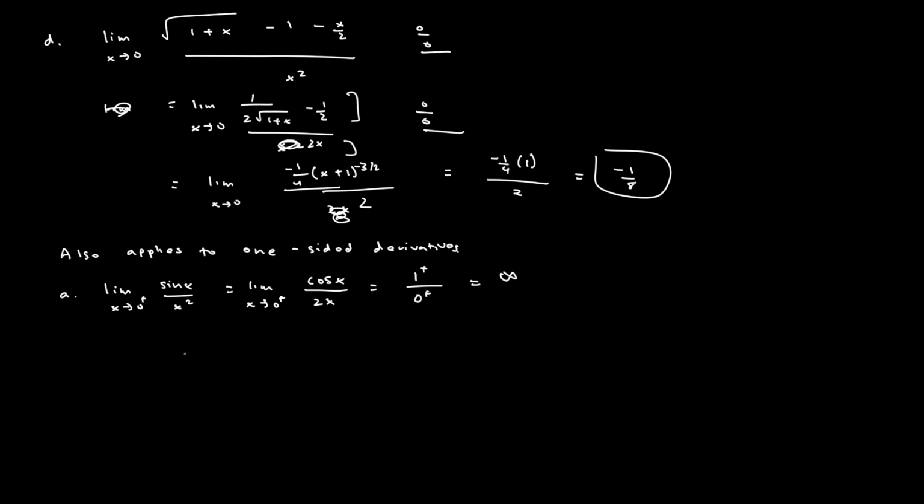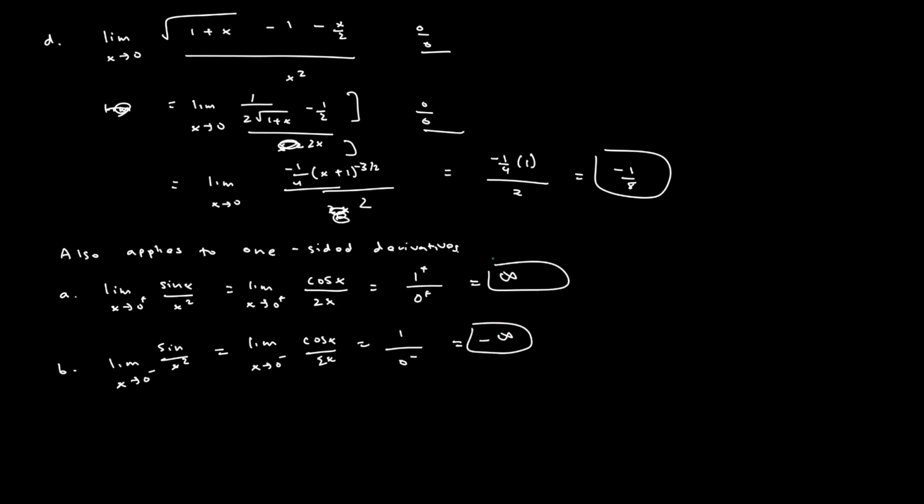Another example is the limit as x tends to 0 from the negative side of the same function. We know that this is the same thing as the limit as x tends to 0 from the negative side of cosine x over 2x. We know that cosine of 0 is 1, and now the denominator would be 0 from the negative side. Hence, we're tending towards negative infinity. So L'Hopital's rule still helps us with one-sided limits. It can also help us see whether a function is tending towards infinity or not.